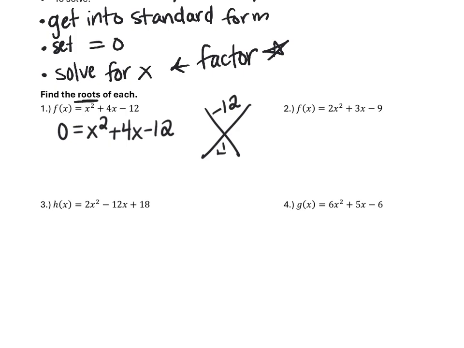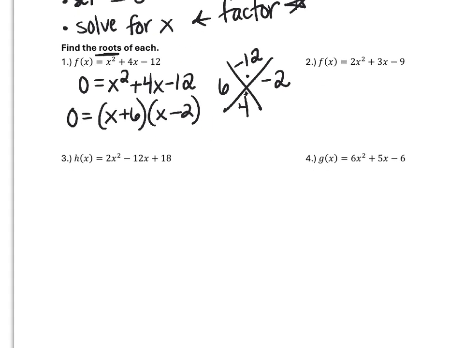And on the bottom is our b value. Then we figure out what two values multiply to equal negative 12, but add to 4. 6 and negative 2. We pull directly from our x and we set up our factors: x plus 6 times x minus 2. And then we set each of these equal to 0 and solve.